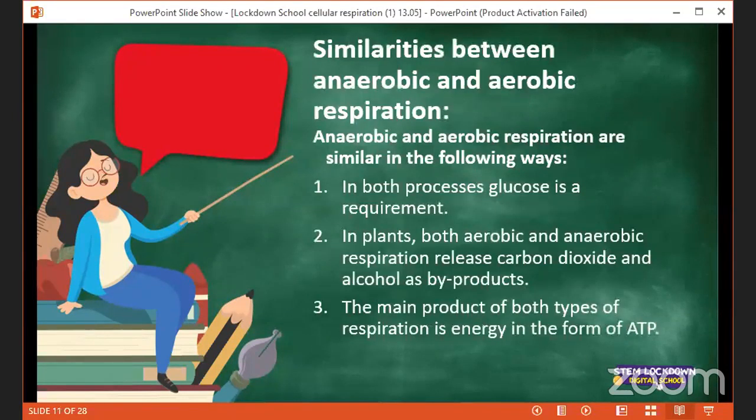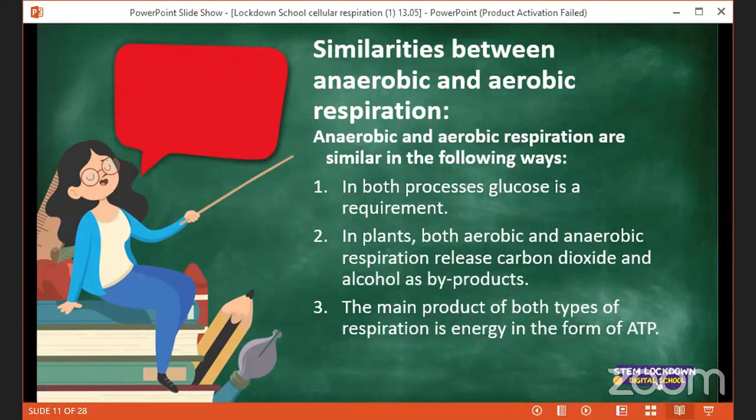Now let us look at the similarities between anaerobic and aerobic respiration, because Monday we looked at aerobic respiration. Yesterday we looked at anaerobic respiration. So what is similar between the two types of respiration? The first thing to note is that in both processes, glucose is a requirement. So glucose is a reactant in both processes.